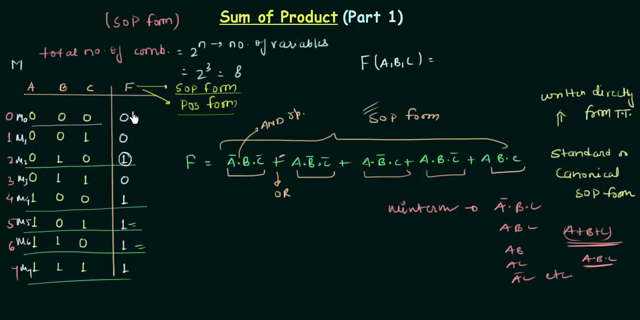So let's see, the function is high for what min terms? The function is high for min term M2, so I will write M2, or it is high for M4, or it is high for M5, M6 and M7. So I will write M5, M6 or M7. These are the min terms for which your function is high. You can also write it as summation small m 2, 4, 5, 6, 7.